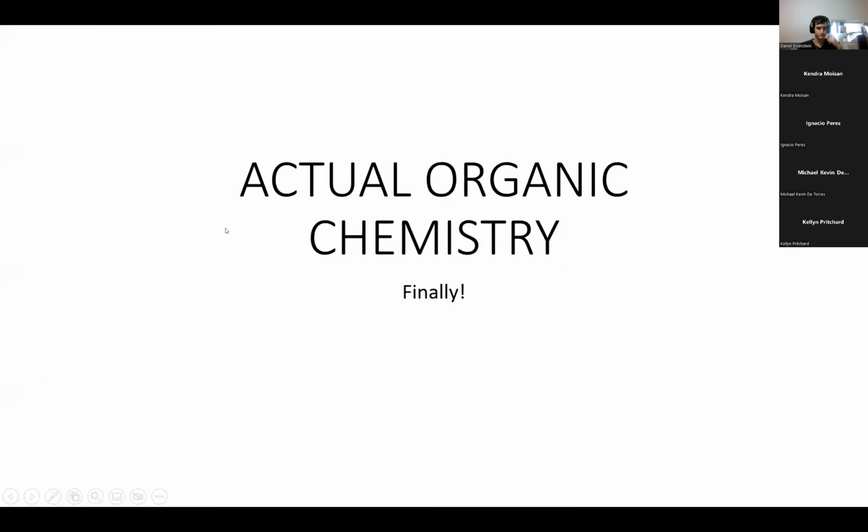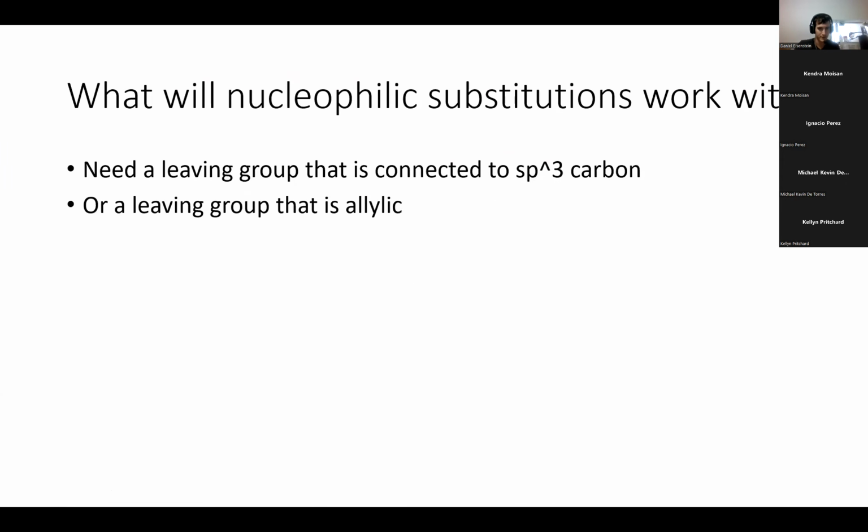Okay, so this is the first chapter where we actually talk about Orgo. It's crazy. This is the last chapter before the second test, and we're finally talking about reactions. Okay, finally. So number one, we can only do this with sp3 hybridized carbons. We cannot do it with sp2 or sp. We can't do it on the benzylic position. It has to be sp3.